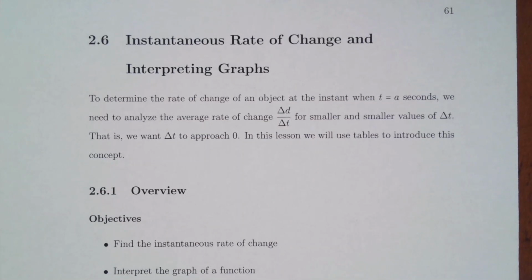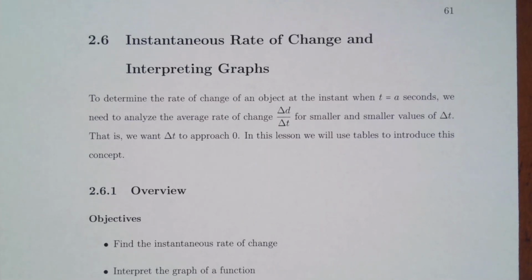So up at the top of the notes, it tells you to determine the rate of change of an object at an instant when t equals a seconds. We need to analyze the average rate of change, delta d over delta t, so distance over time, for smaller and smaller values of delta t. That is, we want delta t to approach 0. In this lesson, we will use tables to introduce this concept.